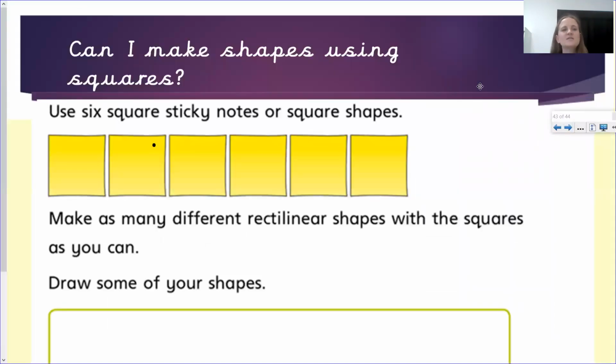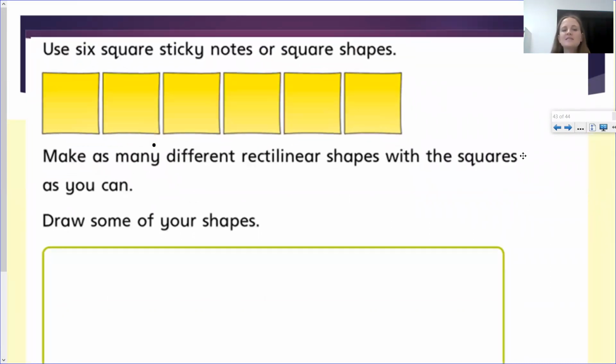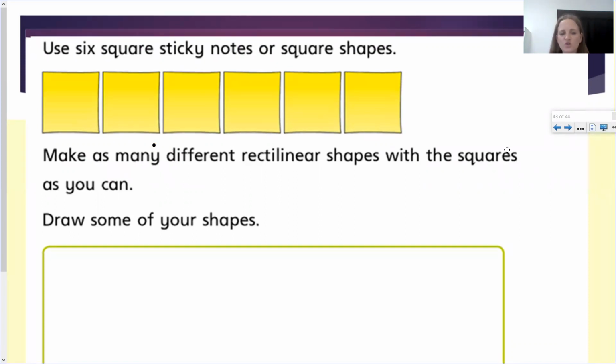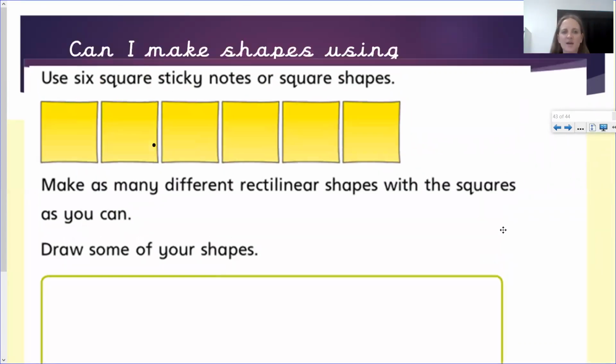Right, the next question says, using 6 square sticky notes or square shapes. If you don't have sticky notes at home, you can use the 6 squares that we cut out earlier. Make as many different rectilinear shapes with the squares as you can. So make as many as you can and draw some of your shapes onto your piece of paper.